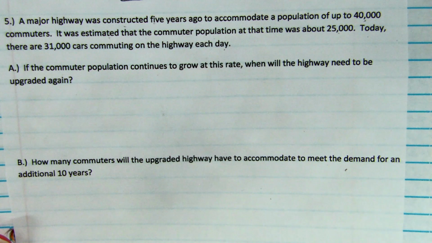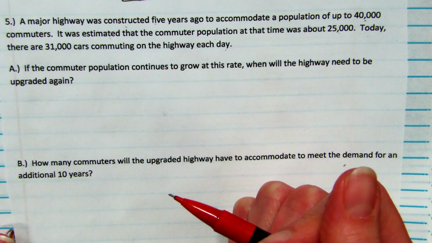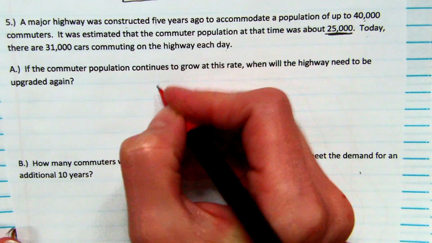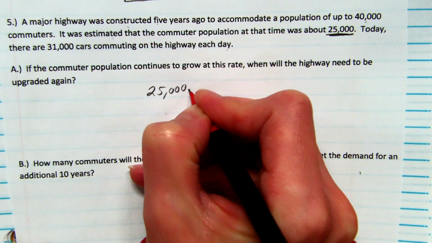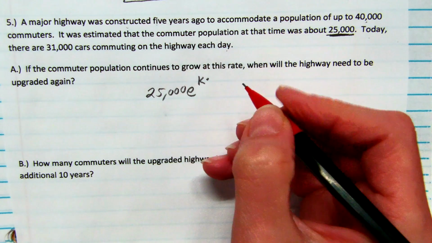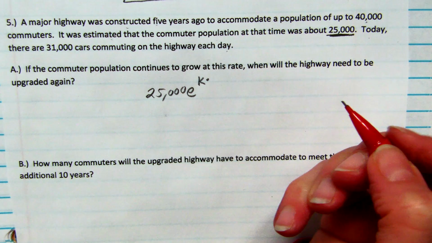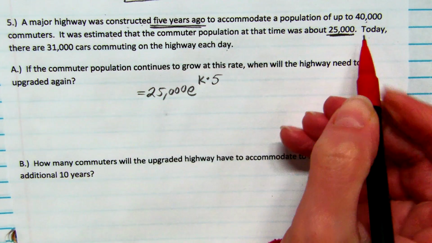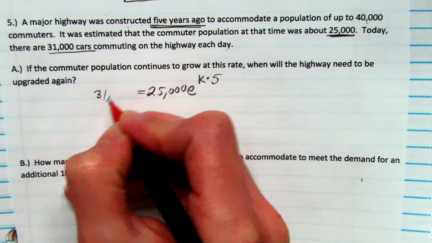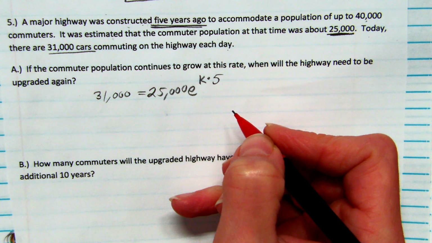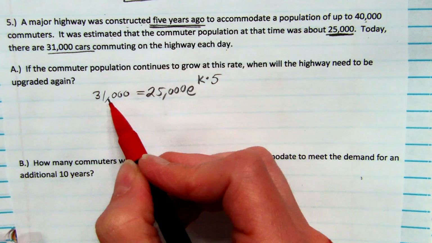So we're going to use the same basic setup on our formula. We're just going to start with where we are right now and where we started. So the commuter population in the beginning was 25,000, and that would be times e to the k times, it says it was 5 years ago, so the time was 5. And now there are 31,000 cars. We don't know what k is yet; we're going to find that in a second. So it was 25,000 5 years ago, now we have 31,000 cars.